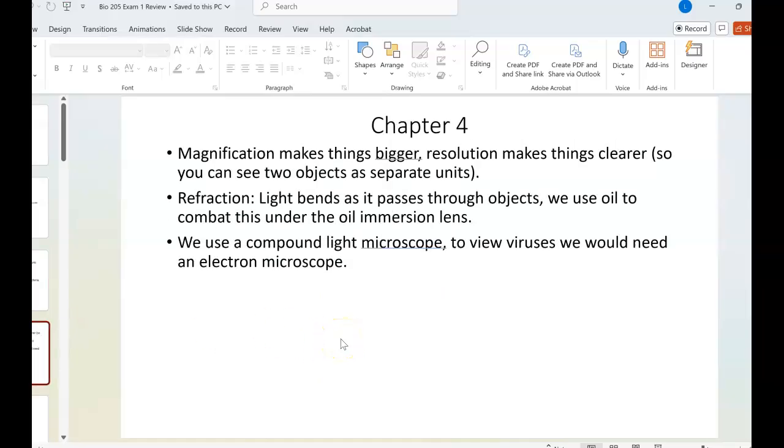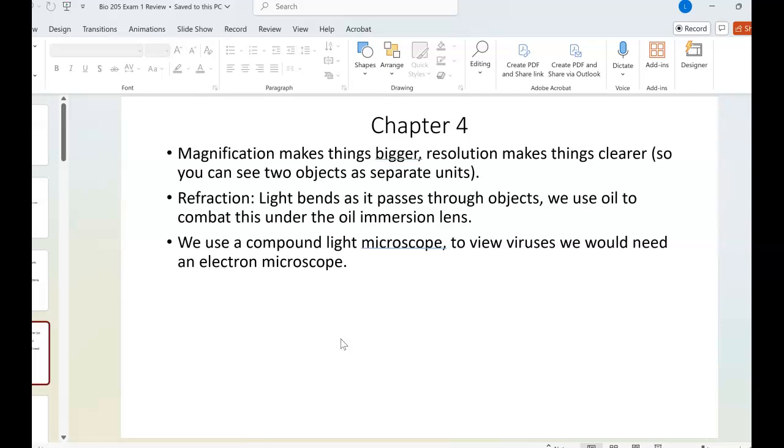Chapter 4 was about microscopy. The organisms that we're looking at this semester are very small. They're prokaryotic, very simple cells. And so in order to see them, we need to use our compound light microscopes. So we first started off with this chapter talking about the difference between magnification and resolution. Magnification makes things bigger. Resolution makes things clearer so that we can see 2 cells sitting side by side and see them as separate units.